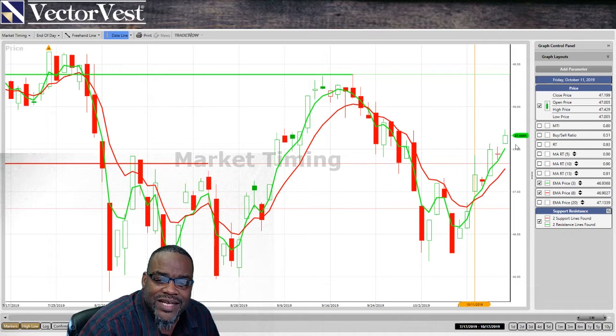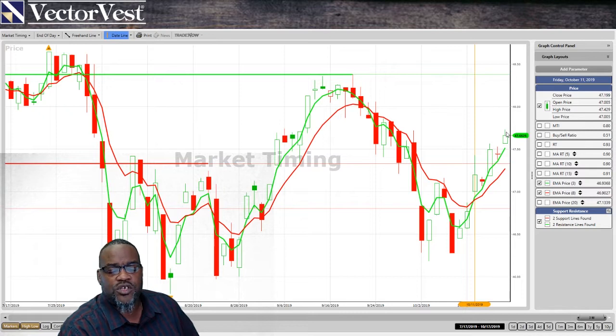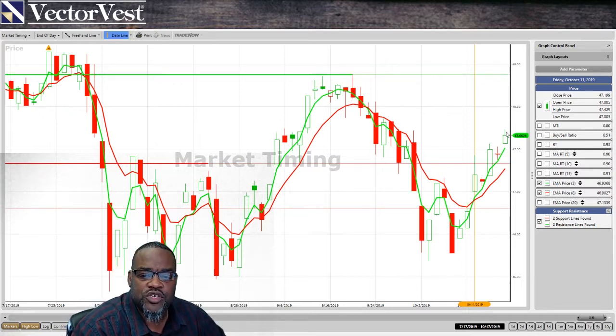Nice open day today. A little bit of a wick at the top of the candle. A little bit of selling pressure, but still a bigger open candle than the wick at the top. So we're still feeling comfortable about being bullish in the market.